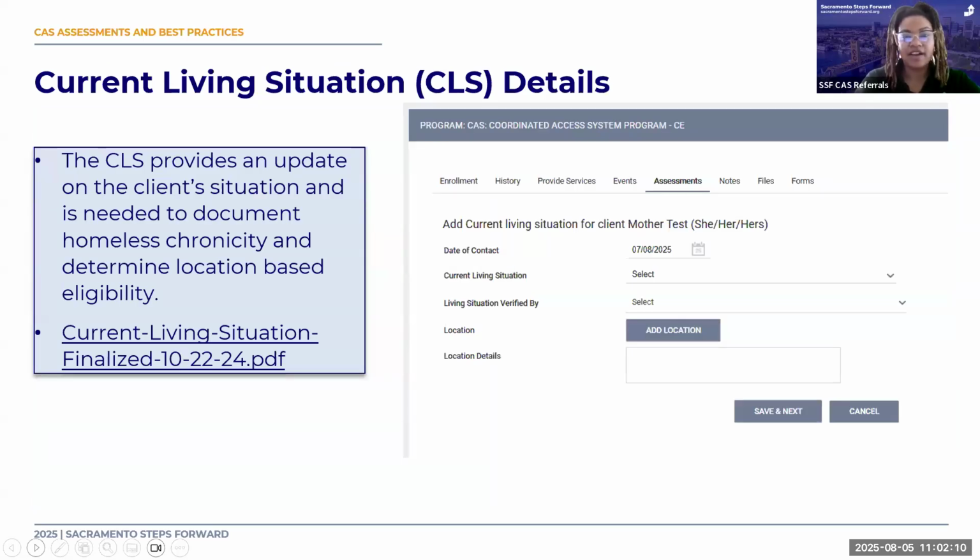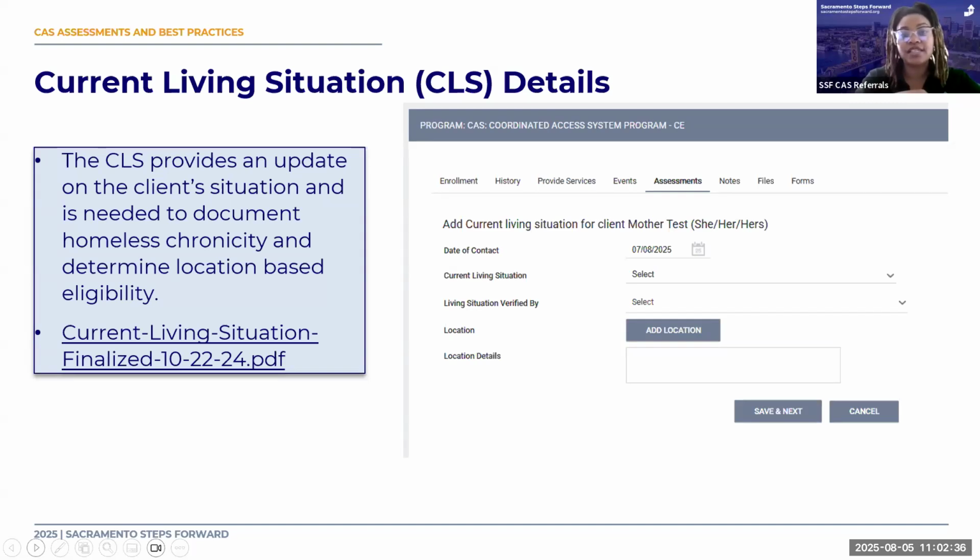Next slide. Okay, and then we have the beautiful current living situation, which is also called the CLS. The CLS provides an update on the client situation and is needed to document homeless chronicity and determine location based on eligibility. So whenever you're doing a homeless status timeline on HMIS, being able to do the CLS helps us to determine, okay, this client experienced homelessness.